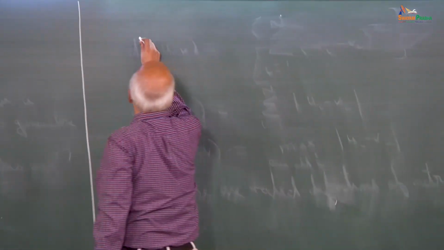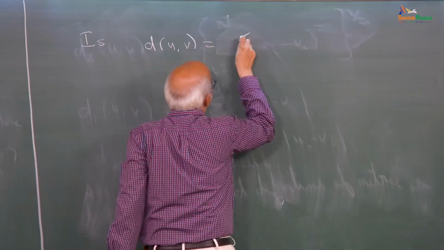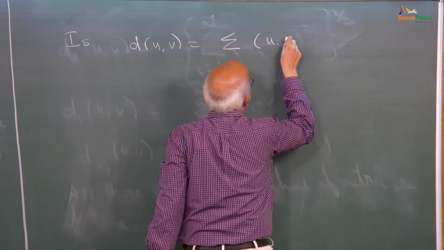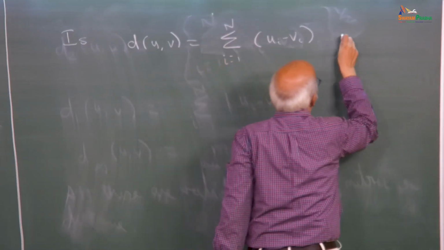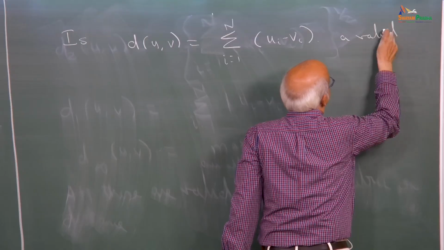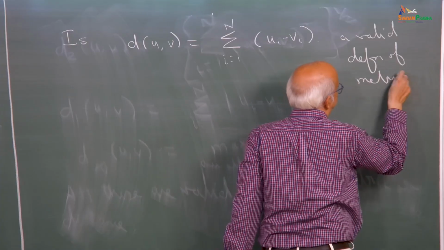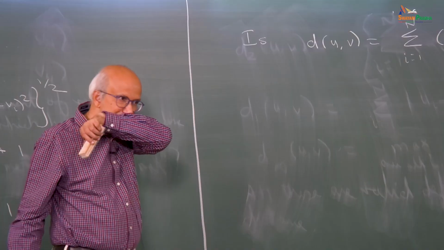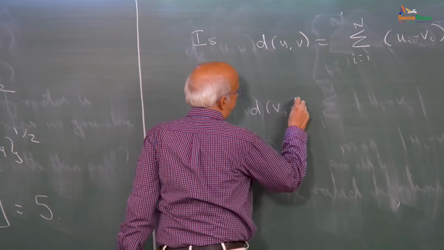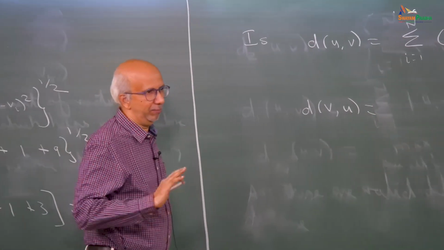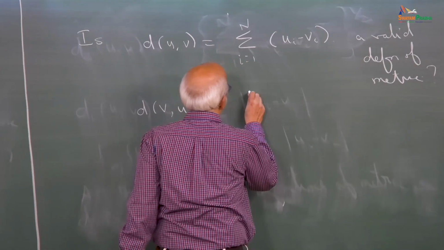Now, if this is a valid definition of a metric. Okay. So, what is d of v comma u? D of v comma u will be, you just have to substitute here, instead of u put v, instead of v put u.